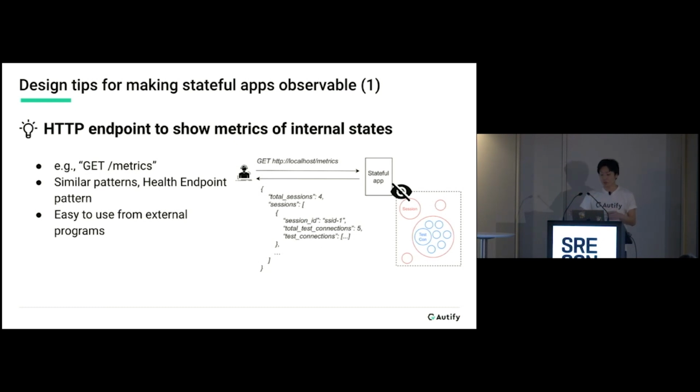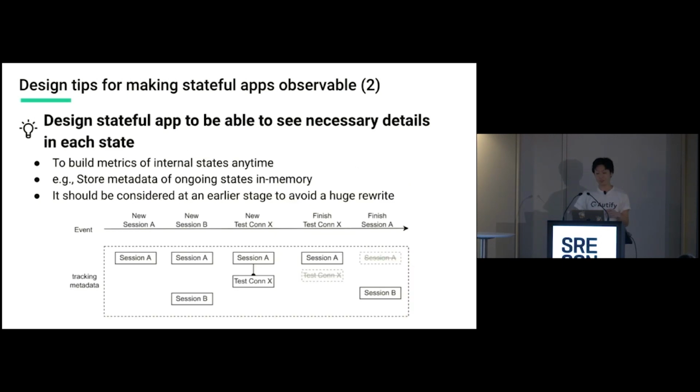For example, when one stateful server has 4 sessions and each session has several test connections, it will be a good idea to tell clients the number of running states. In doing this, the application must have a way to see the necessary details in each state to calculate the metrics data anytime. For example, we might need to store metadata of ongoing states in memory.